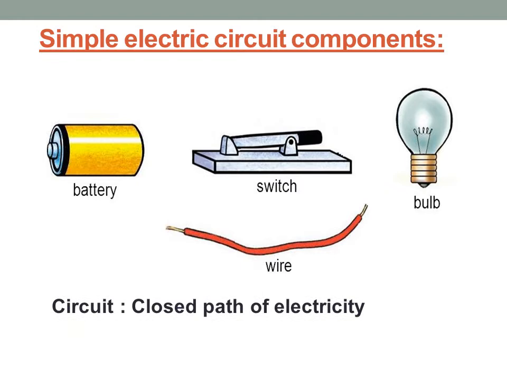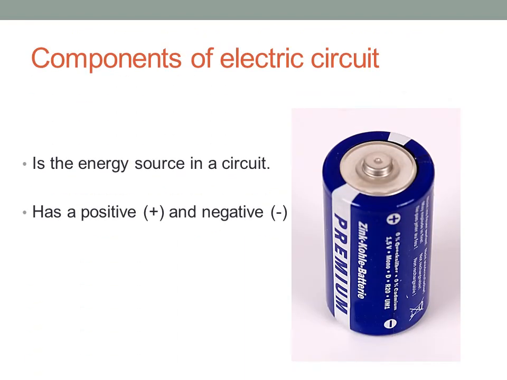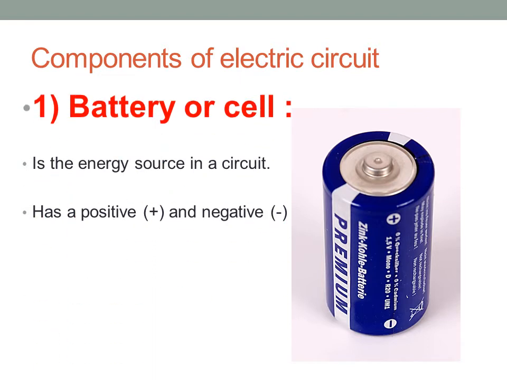So the circuit is called a closed path of electricity. I will put all the components together in a closed path. What is the meaning of path? Like a way. I will make a circle or a path or a way of these components together to make the light bulb light, okay? To be on.